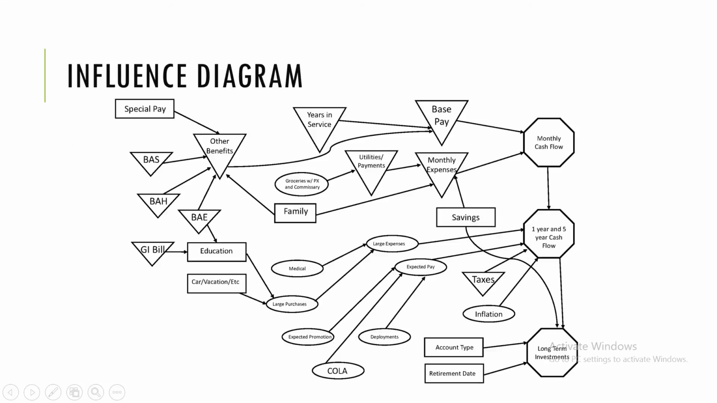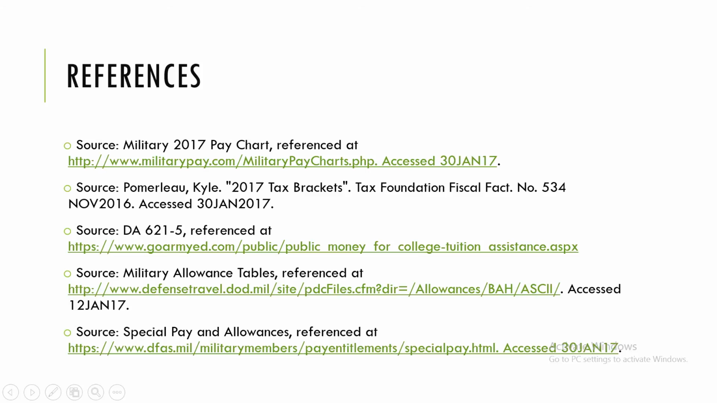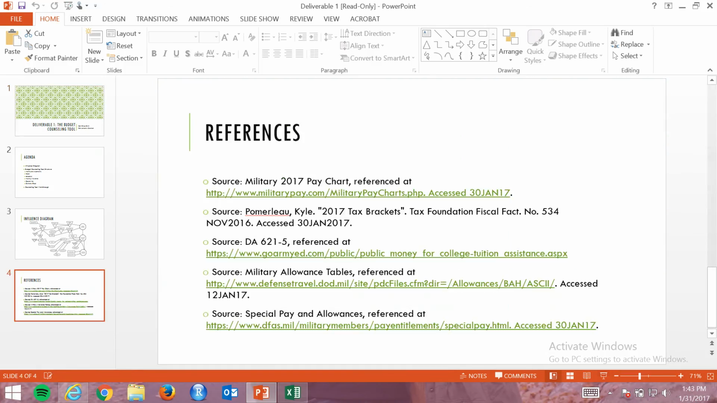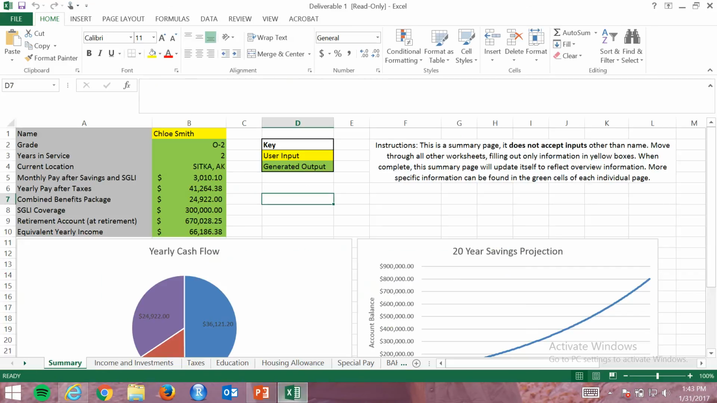So here's our influence diagram. As you can see, a lot of our inputs are things that will be reflected in our budget counseling tool, such as base pay, savings, long-term investments, special pays, and other benefits, as well as retirement date. Here are our references, and we're going to take a look at our model.